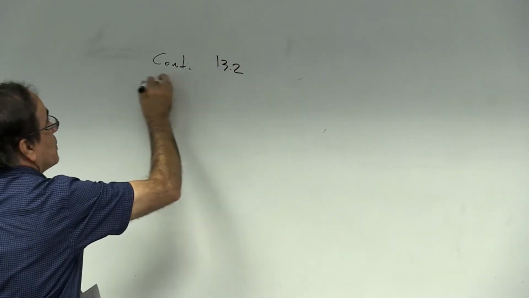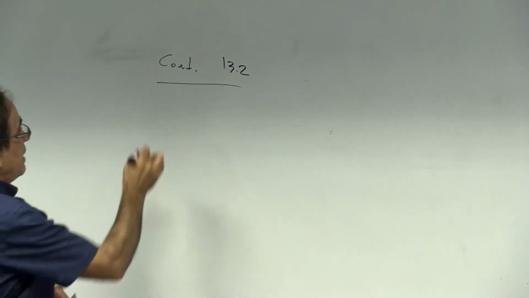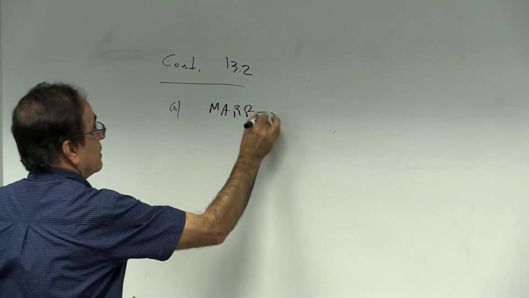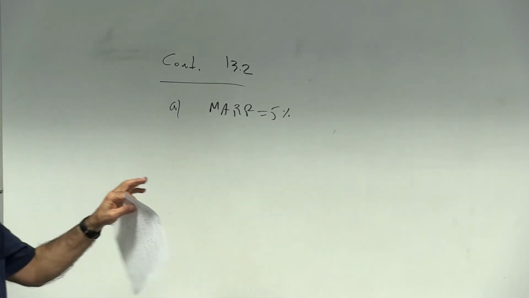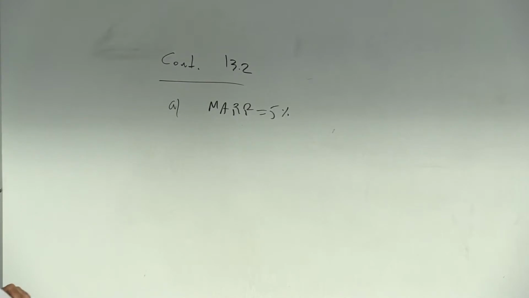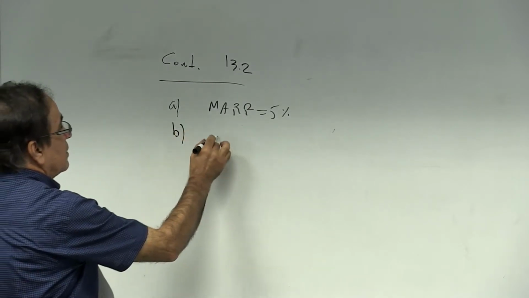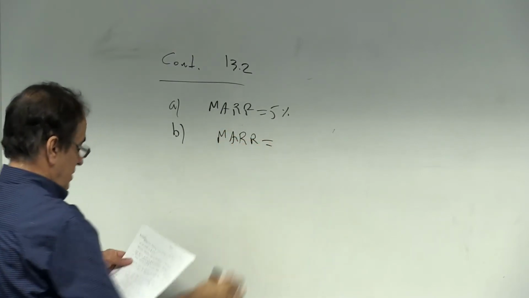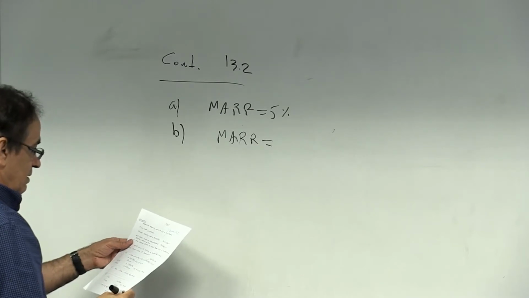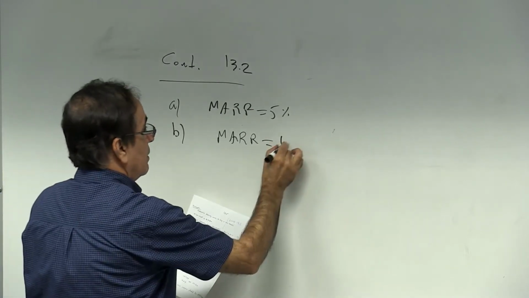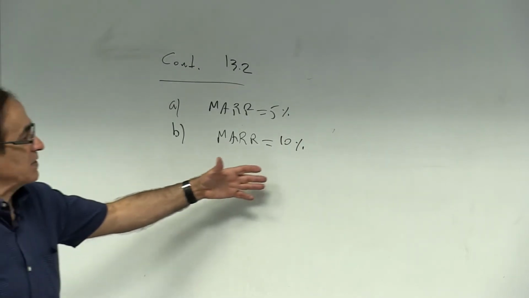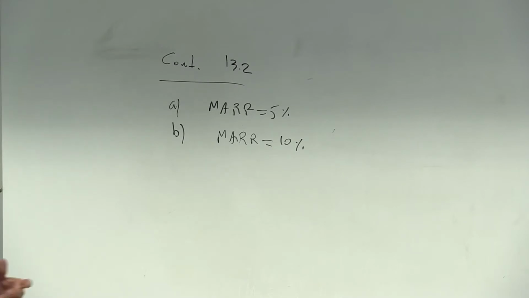Now we're going to continue with example 13.2. In part A, we use the minimum attractive rate of return of 5%, and we decided this alternative is an acceptable alternative. Now in part B, we're going to do the same thing, only the minimum attractive rate of return is larger, and this time it is 10%. We want to know if we require a minimum attractive rate of return of 10%, if this is a good project.